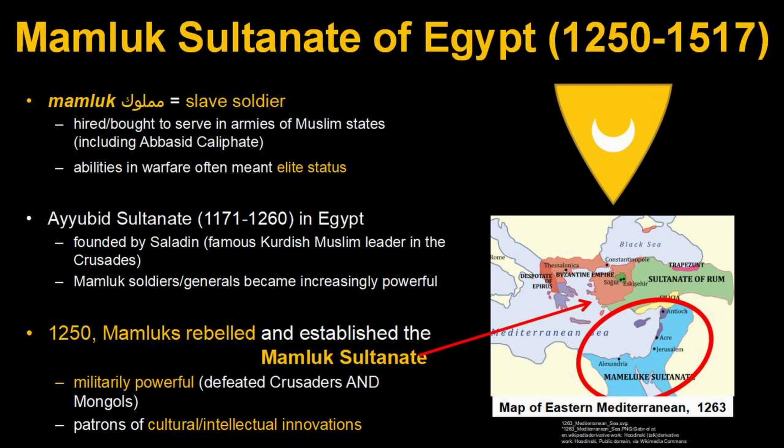The Mamluk Sultanate was militarily quite capable. It was the Mamluk Sultanate who finally drove out the last of the crusaders, and it was also the Mamluk Sultanate who were able to stop the Mongol advance, something that nobody else seemed capable of doing at that time. They would last until 1517, when they were conquered by another group of innovative Turks, the Ottoman Empire.